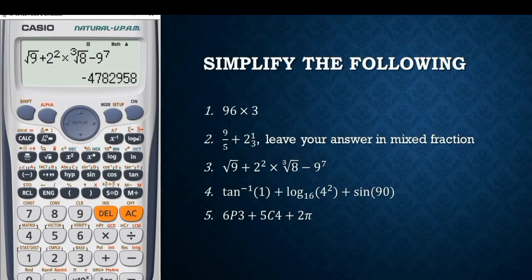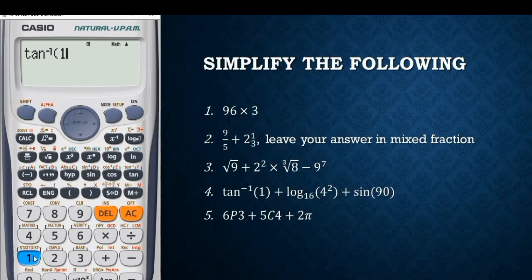So for the fourth question, we have this particular expression. It starts with the tan inverse of 1, so we input it as such. I tap on my AC to clear the calculator screen. Then I input tan inverse of 1. The tan inverse can be located on top of the tan button, and it is yellow in color, which means I will have to use the shift key to activate it. So I tap on shift and then I tap on the tan button to activate the tan inverse button.